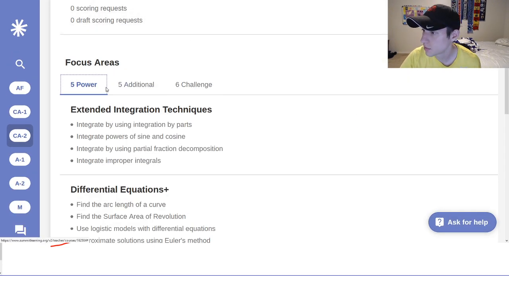So you can see now we only have 5 power focus areas and 5 additionals. I moved a bunch of things over to challenge just because part of those were things that we just aren't going to be able to cover, because they're not going to be on the AP tests, and I'm not going to force you to do those things because we're not in class learning them.